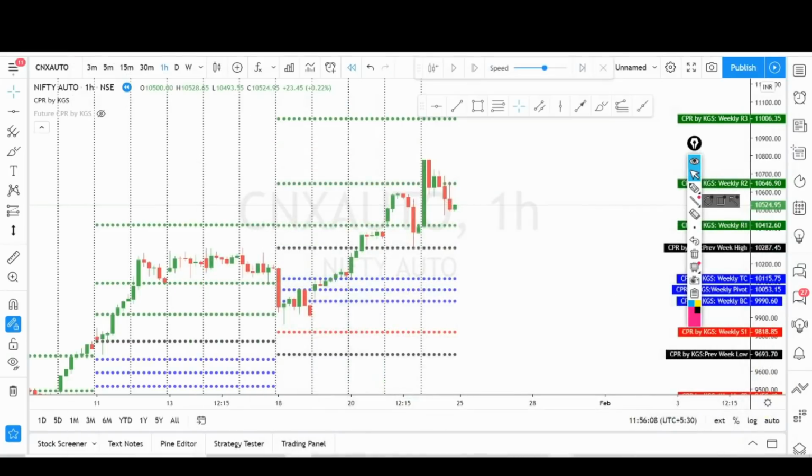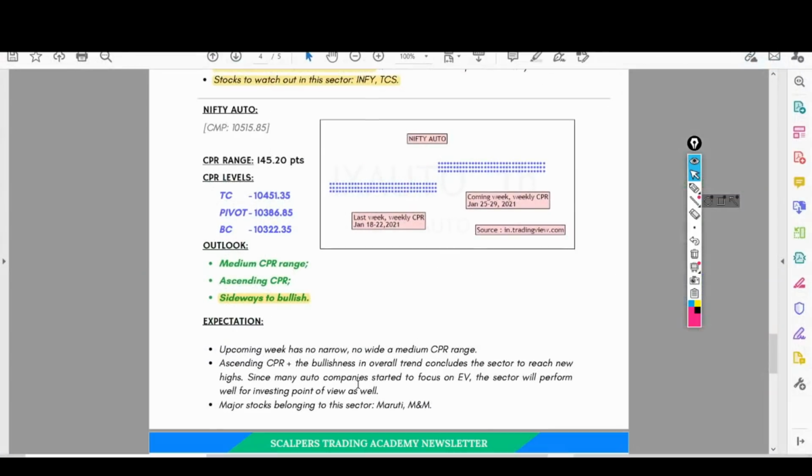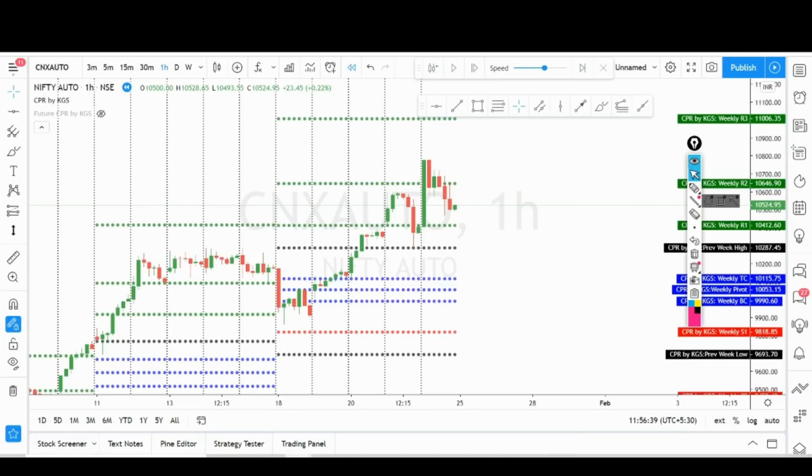So I was bullish in Nifty Auto, and I have clearly given here, ascending CPR plus the bullishness in the overall trend concludes the sector to reach a new high. Since many automobile companies started to focus on e-vehicles, the sector will perform well from an investing point of view as well. And the major companies contributing to this particular index are Maruti and Mahindra.